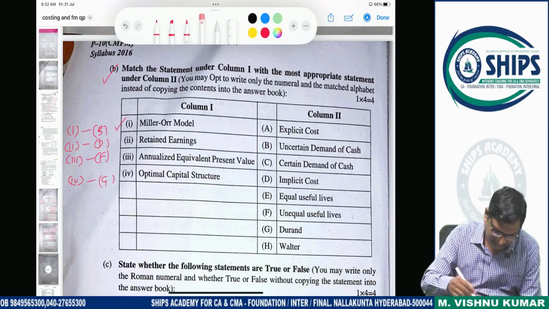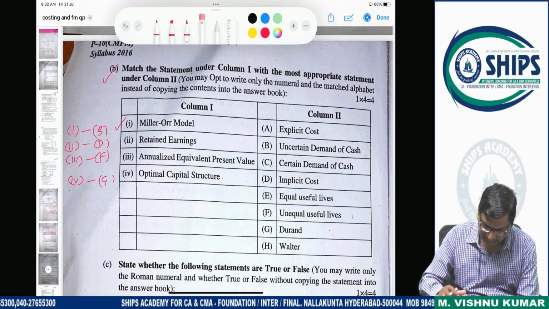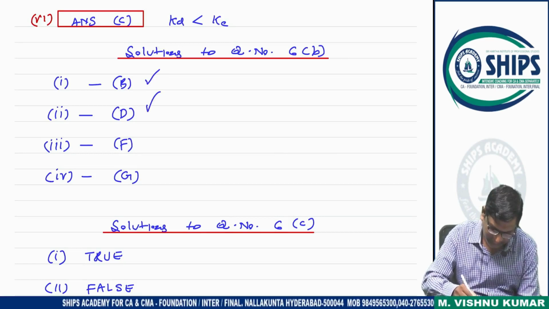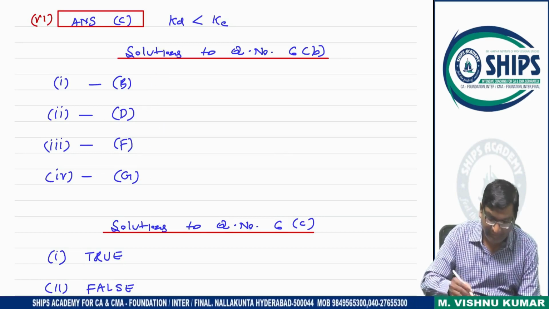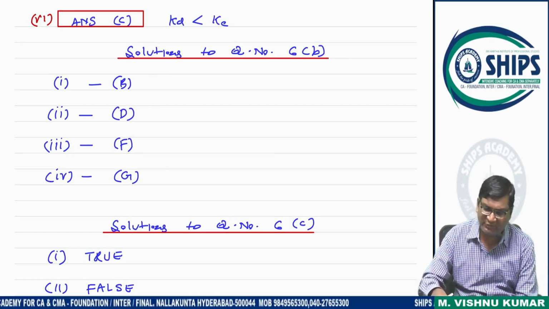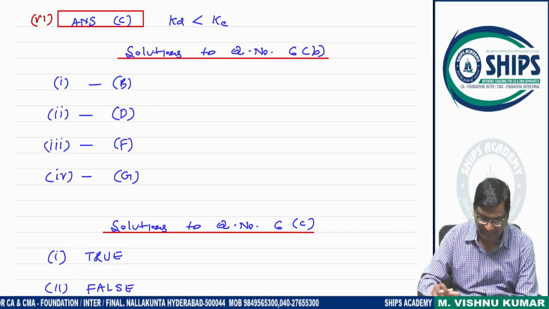Clear? So this is B, D, F, G. You match the following. So B, D, F, G. I hope this is also clear. This is a simple question, a manageable question. Here I am happy with the institute key. They have given a simple question. Yes, sir.